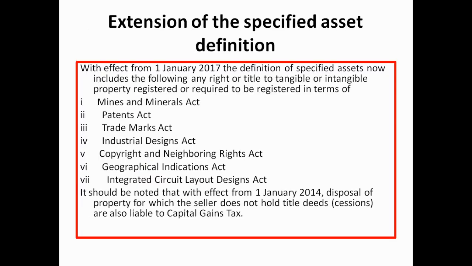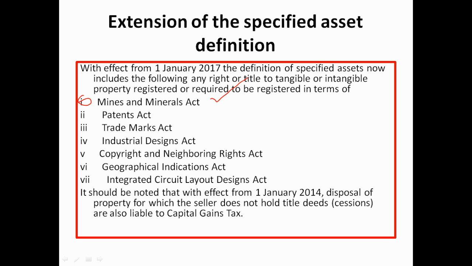Okay, so we go to the extension of the specified asset definition. With effect from 1 January 2017, the definition of specified assets now includes the following. Any right or title to tangible or intangible property registered or required to be registered in terms of the Mines and Minerals Act. So if someone has a certificate or a right to mine somewhere, when that certificate is sold, it leads to a capital gain because it is required to be registered in terms of this act.